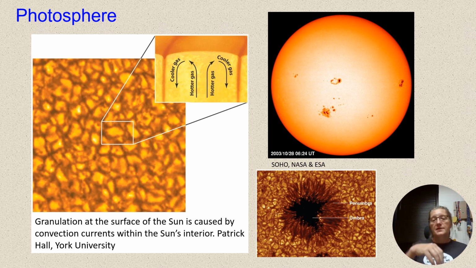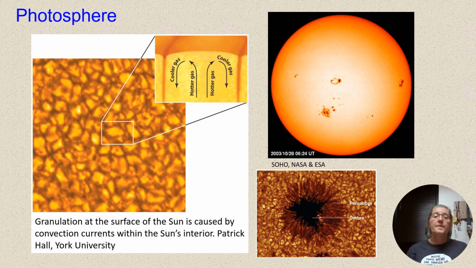Hot air rises, cool air sinks, hot water rises, cooler water sinks. This is the way fluids behave. The blobs here that you see are about the size of Texas, all right, or 1,000 kilometers in size. And once again, if you look at the image of the sun, you can see that the center is brighter because we're looking deeper into the photosphere, and the outer edges are darker because we're seeing the cooler gas on the outside of the sun.